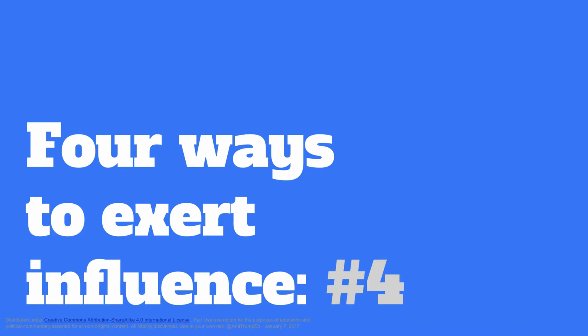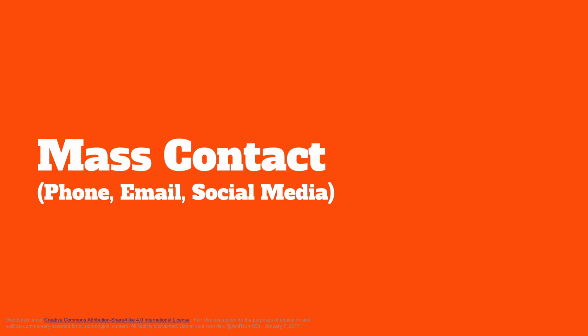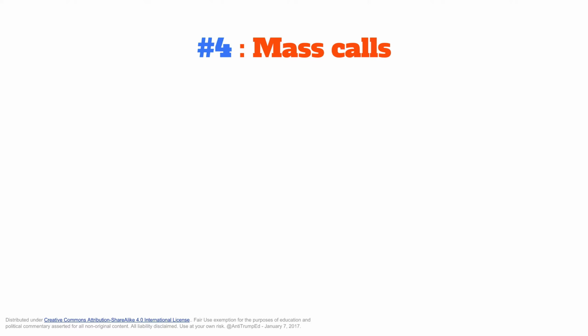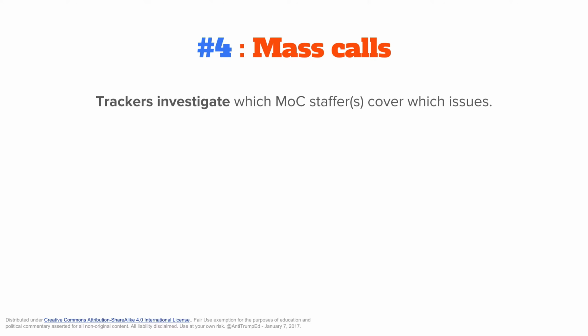Last up, let's talk about the fourth way of exerting some influence over your member of Congress. It's the way that most people are familiar with, mass contact, whether it be phone or email or social media. So, mass calls. Well, you need to get specific. Trackers need to investigate which staffers for a member of Congress cover which issues, because you want to do more than just leave an opinion and a zip code with whoever answers the phone.